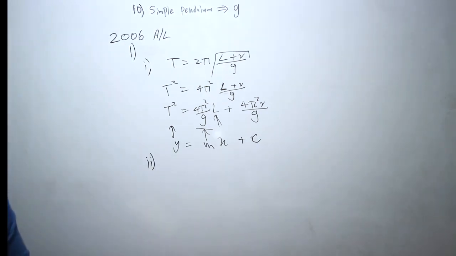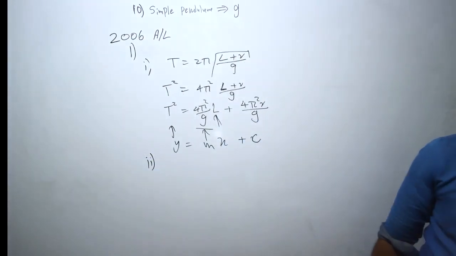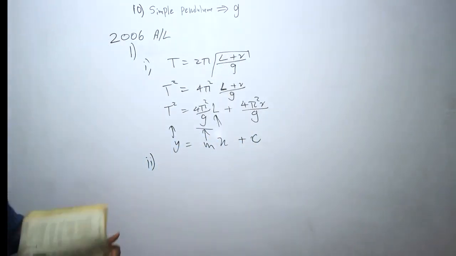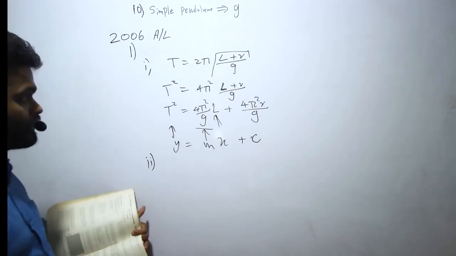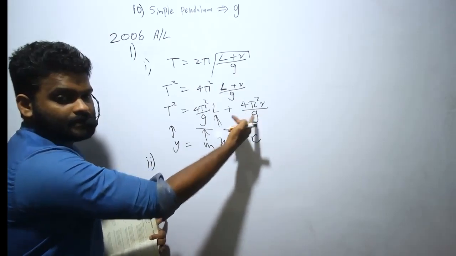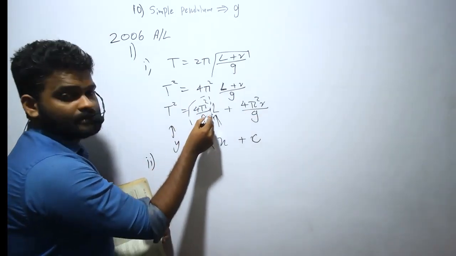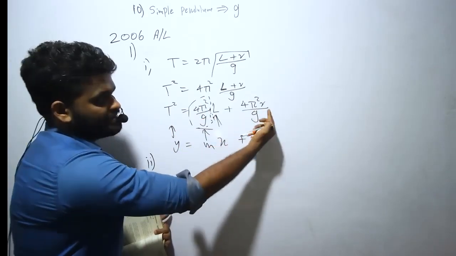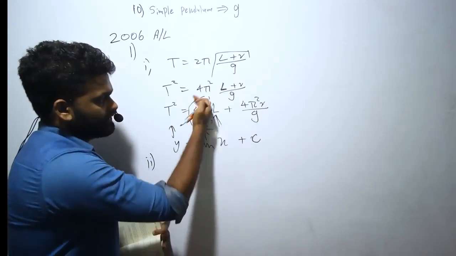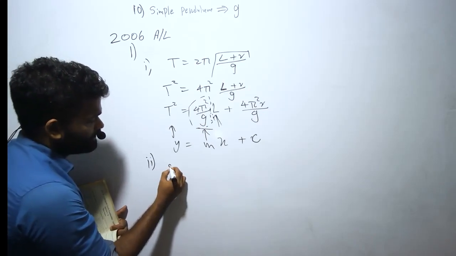Then second part, determine simple g. Determine simple g. So once you draw this graph, you can get the gradient and the intercept, right? So in order to determine g, you can use the gradient, not the intercept, because the intercept has simple r. We don't know the value for simple r. But everything in the gradient we know. So to determine simple g, we can find the gradient.